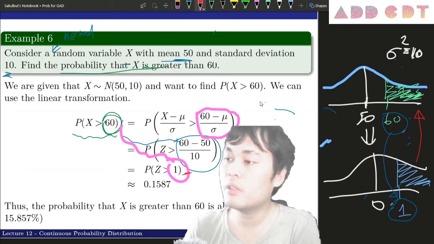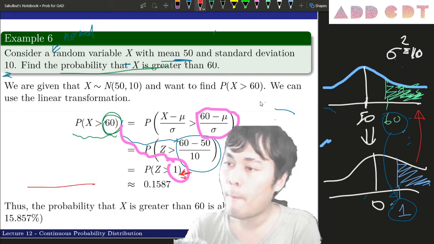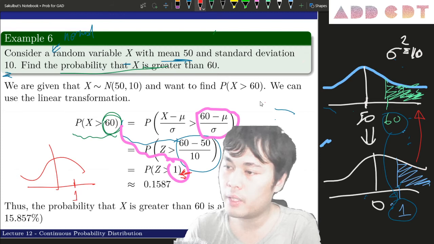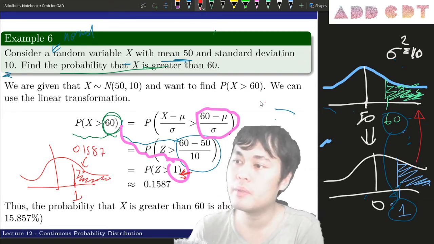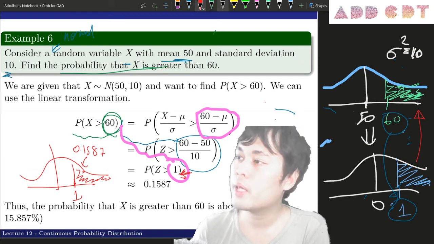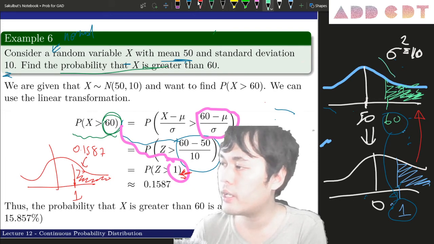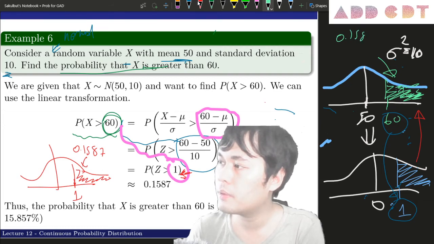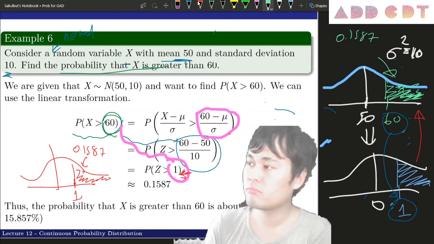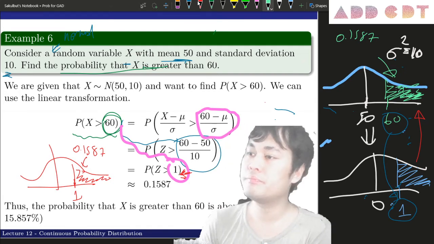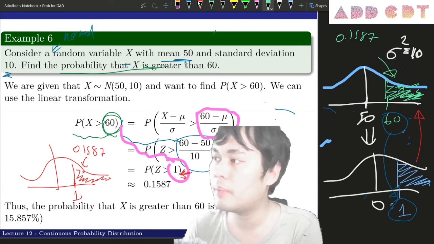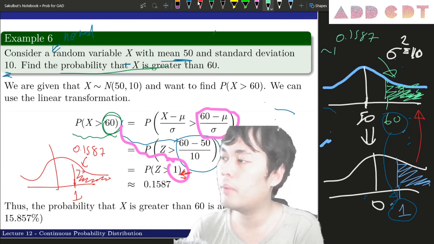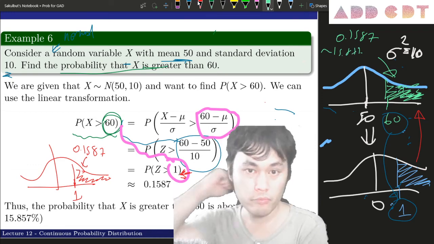Right, since we can look this up, we know that if z is 1, the area of the region to the right here is 0.1587. Then we can deduce that this area is also 0.1587. So the probability that a random variable x is at least 60 is about 0.1587, or about 15.87%, about 1/6 of the time.